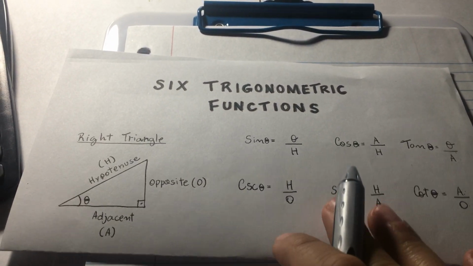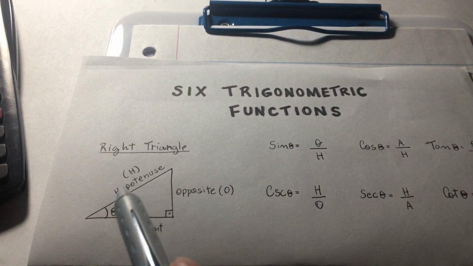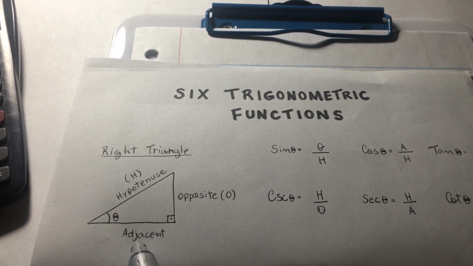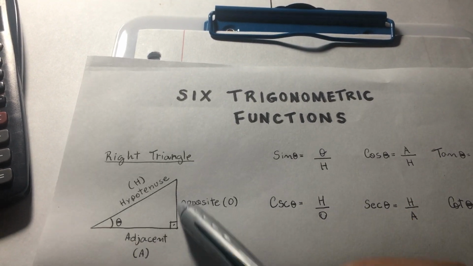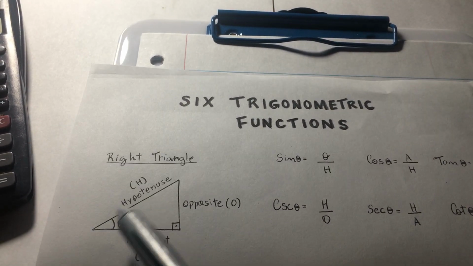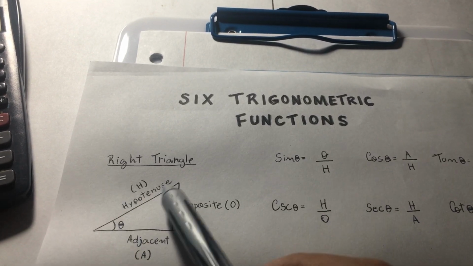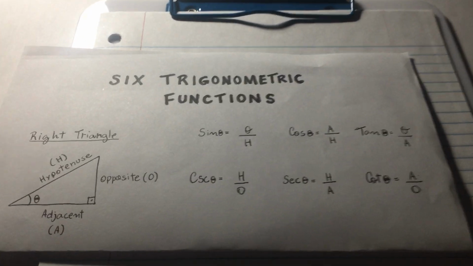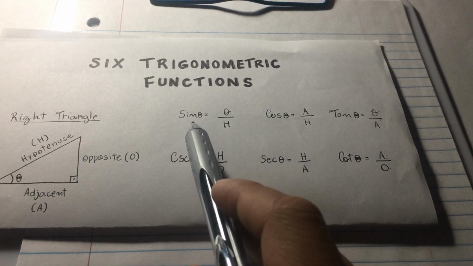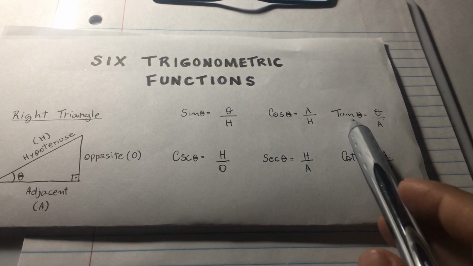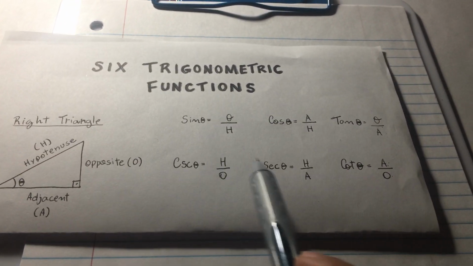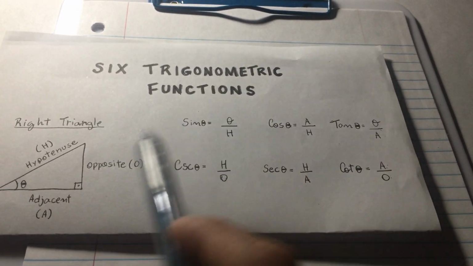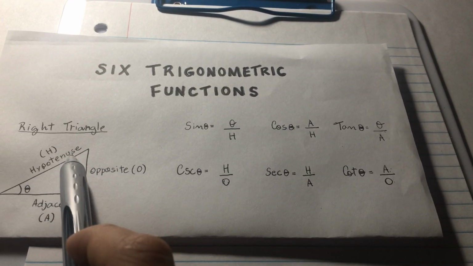So here are the 6 trigonometric functions in a right triangle. We have the angle here, the adjacent side, the opposite side of the angle, and the hypotenuse, which is opposite to the 90-degree angle. The 6 trigonometric functions are sine of theta, cosine of theta, tangent of theta, cosecant of theta, secant of theta, and cotangent of theta. Sine of theta is opposite over the hypotenuse.